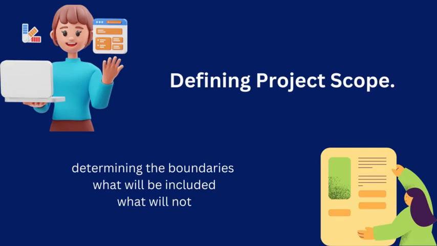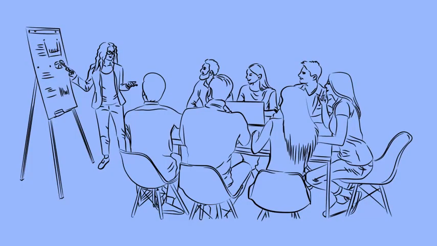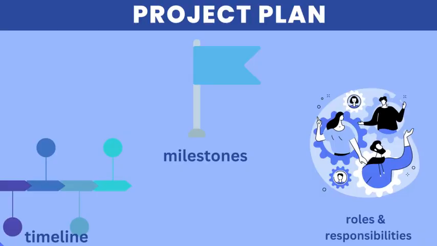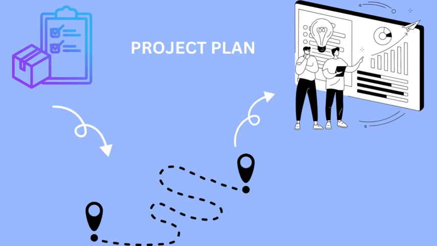It is essential to clearly define the project scope to avoid misunderstandings and ensure that everyone is on the same page. Finally, a project plan is created. This plan includes timelines, milestones, and the roles and responsibilities of everyone involved in the project. This plan serves as a roadmap for the rest of the development process.